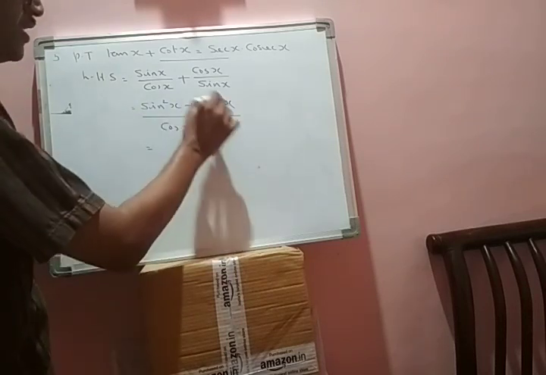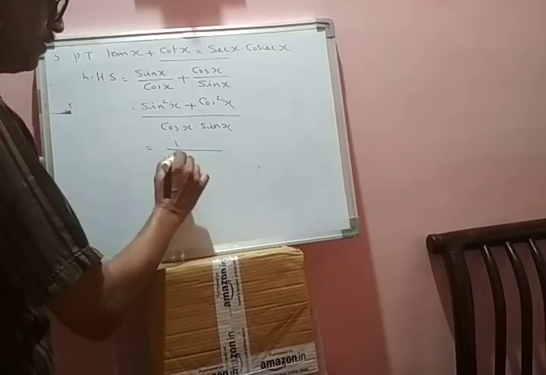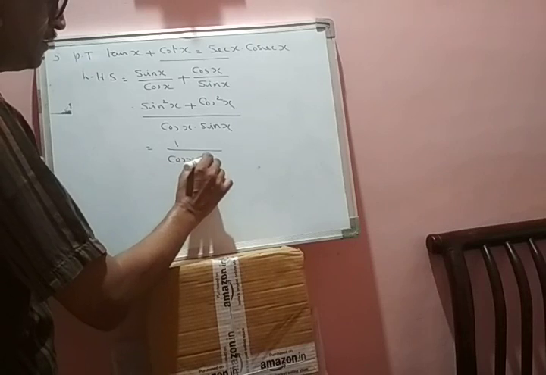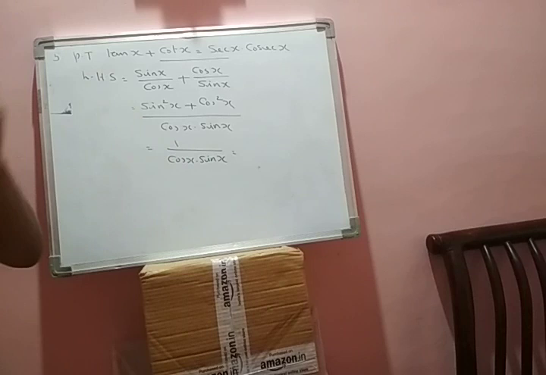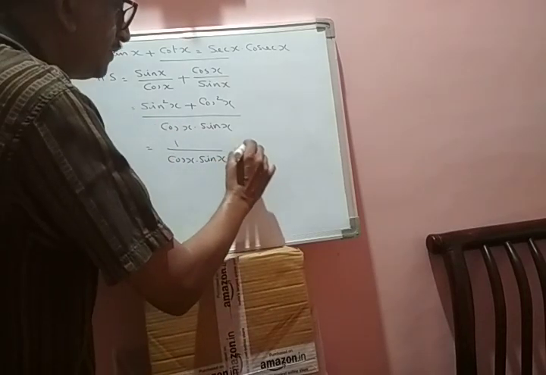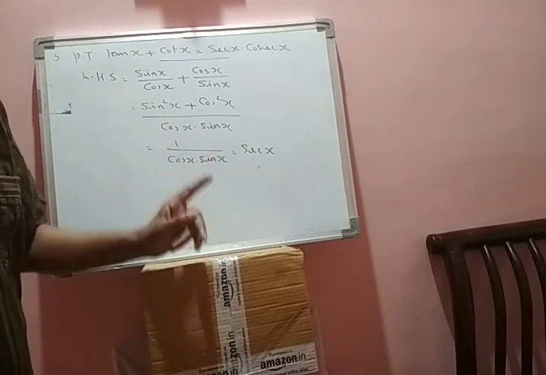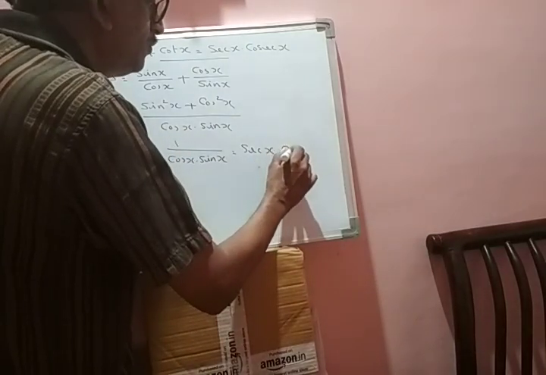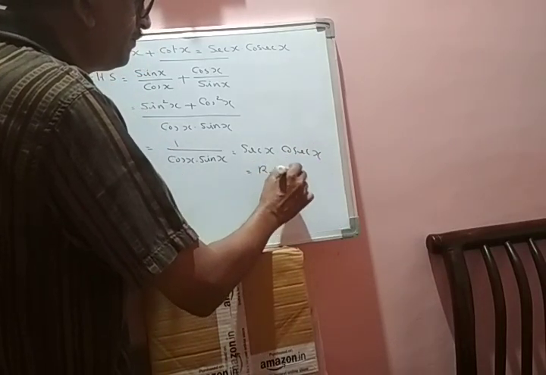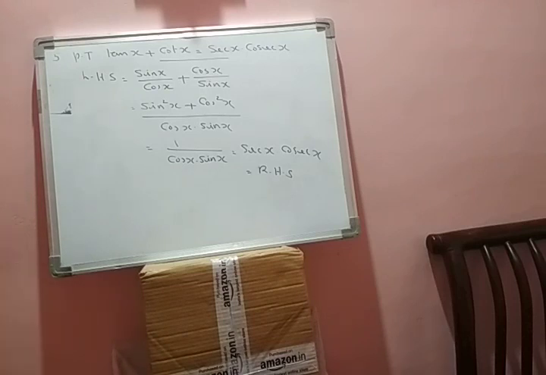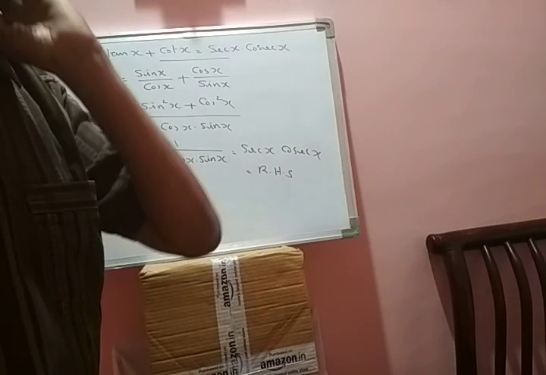We know that sin squared x plus cos squared x, first fundamental result, is 1. So 1 by cos x into sin x is equal to 1 by cos x, reciprocal of cos is sec, secant x. Then 1 by sin x, reciprocal of sin x is cosecant x, into cosecant x is equal to RHS. Okay. There are so many problems left in this chapter. We continue in the third class.